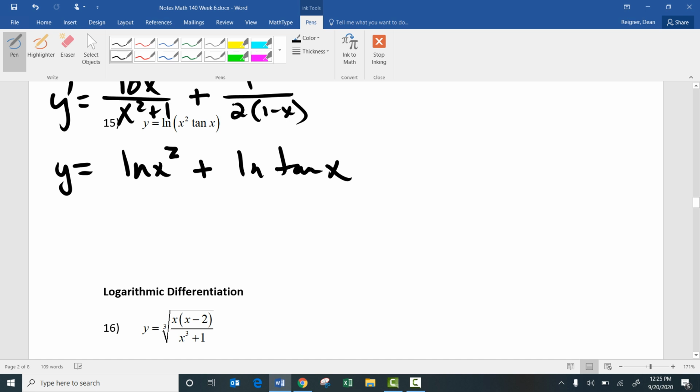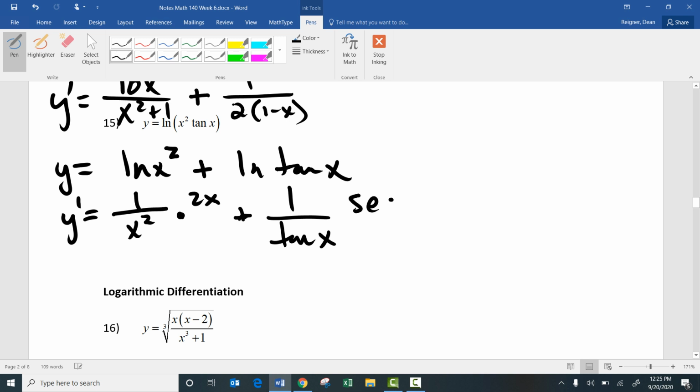So multiplication means plus. Now this 2 here, you could move it in front if you wanted to, or you can leave it back there. It really doesn't make it any easier or harder, so whichever you prefer. I'm just going to leave it there just because I don't have to write anything anymore. So the derivative of a natural log is 1 over that thing times the derivative of that thing, which is 2x, plus the derivative of a natural log is 1 over that thing, and then the derivative of tangent is secant squared. The derivative of the angle x is 1, so you don't have to add anything, okay?